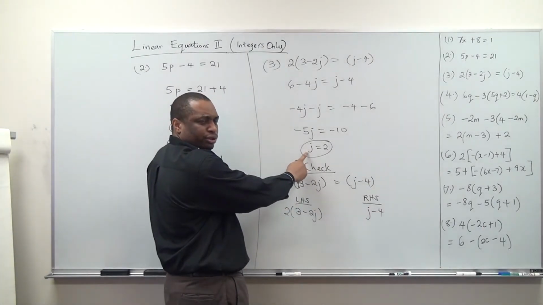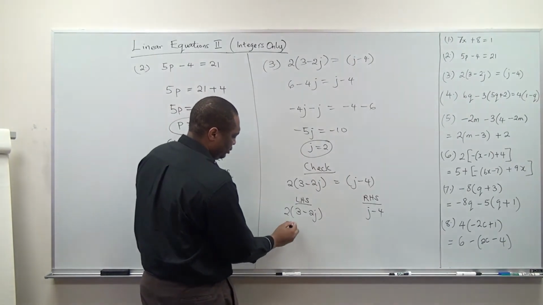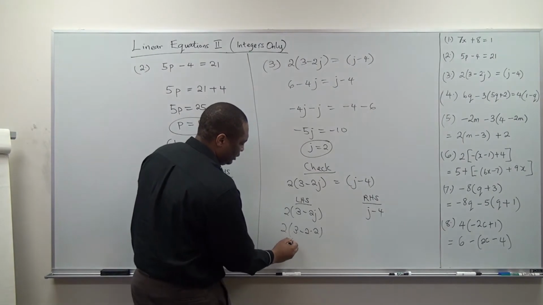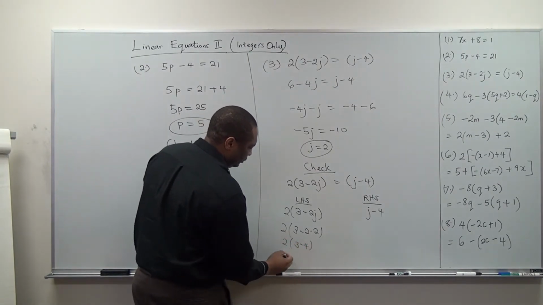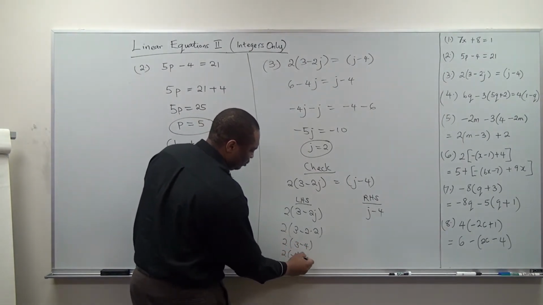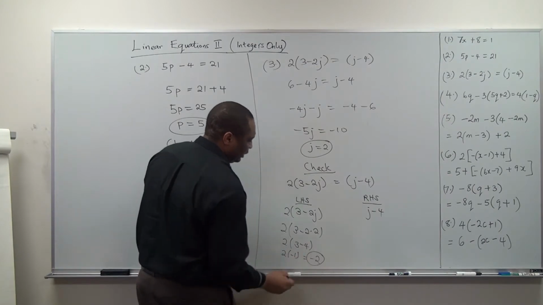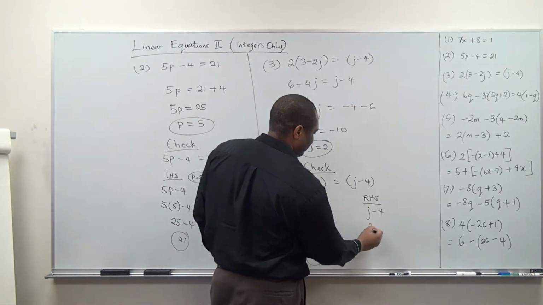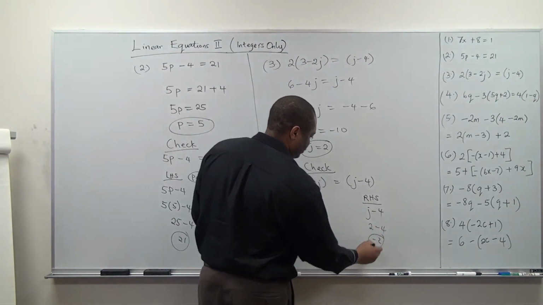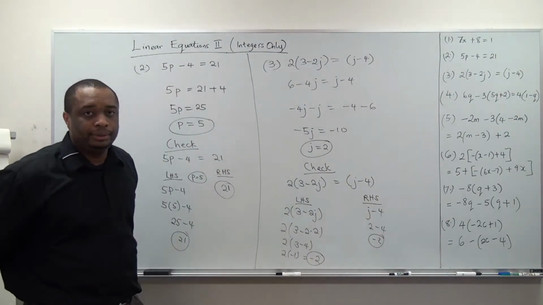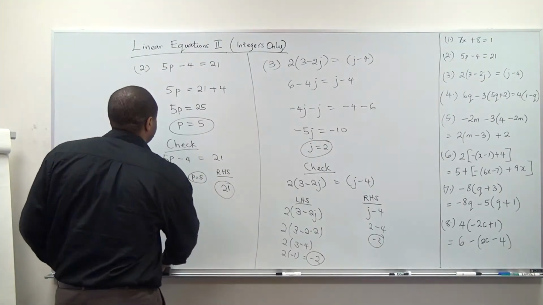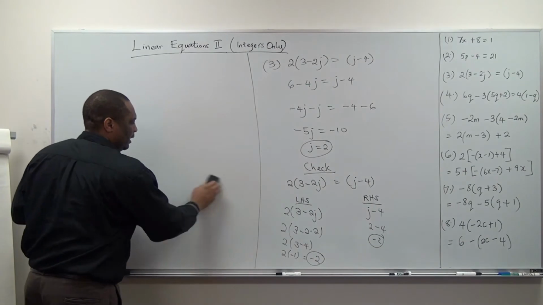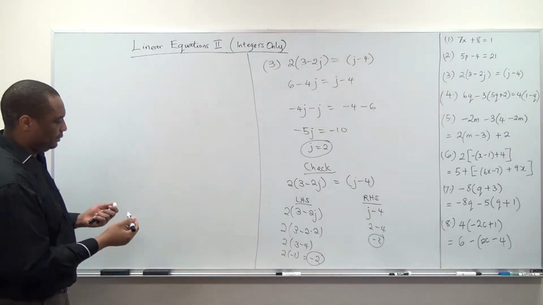And that j is equal to 2. So this is 2 into 3 minus 2 times 2, which is 2 into 3 minus 4, which is 2 times negative 1, which is negative 2. Negative 2 on our left-hand side. Now here, j is 2 minus 4, which is negative 2. Negative 2 on our right-hand side. We are good. That's the way we check. Okay. I hope you don't have any questions so far.